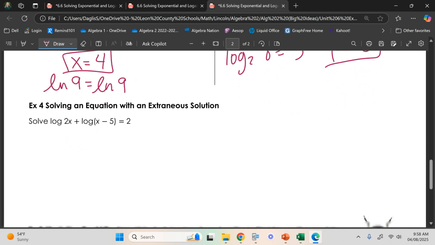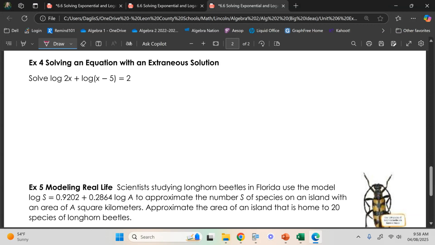Because notice this time, I have 2 logs, but are they equal to each other? No, they're together on the same side. So I'm going to condense them using yesterday's properties to make it just 1 log first. So if I'm adding 2 logs, what property do we get to use? The multiplication, the product. Good. So because we're adding, I'm going to multiply 2 times x and 2 times negative 5 to condense it into a single log. So this ends up being log of what? Beautiful. And we're still equal to 2 on this side.